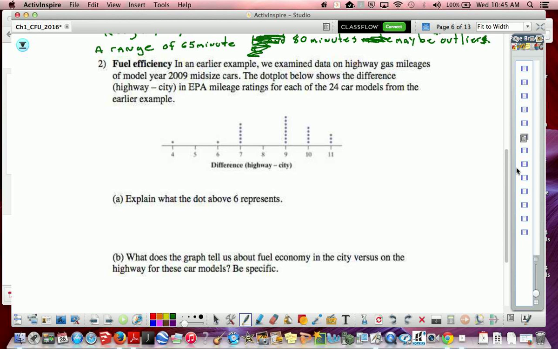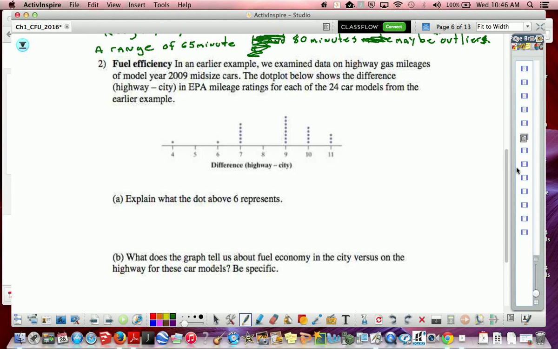All right, number 2 says fuel efficiency. In an earlier example, we examined data on highway gas mileages for model year 2009 mid-sized cars. Mainly it was done in another problem. The dot plot below shows the difference, highway minus city, in EPA mileage for each of the 24 car models from the earlier example. This was an earlier example, I believe, from a problem in your book. You might even be assigned to do something from it.